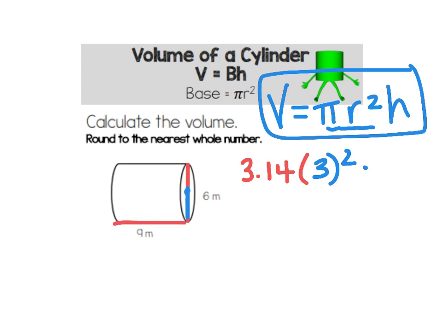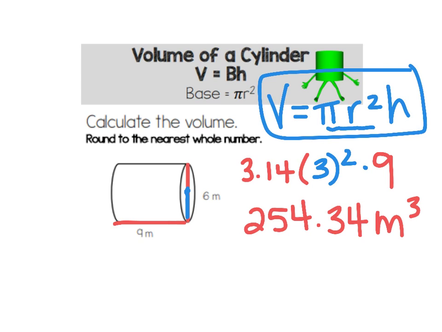And the height in this picture is 9. So this can is on its side, so the height does not always have to go up and down. In this case, the can fell over, so the height is across the bottom, and that's fine. Put all this in your calculator. 3.14 times 3 squared times 9 is 254.34 meters cubed. It says to round to the whole number, so I'm going to round the 4 using the 3. So that will round to 254 meters cubed.